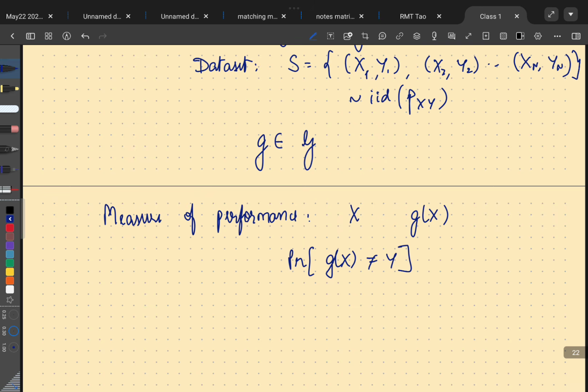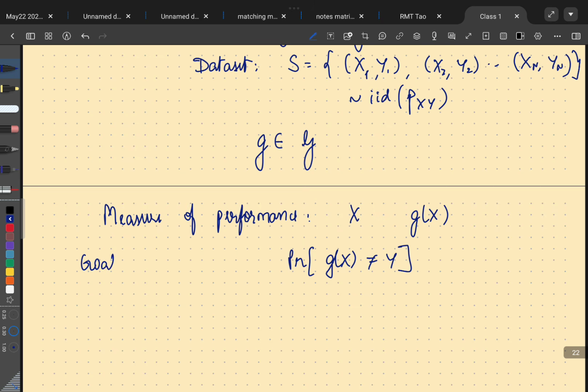So that's one measure of performance. In general, I could look at a different measure of performance, as you guys have suggested. But at least let's keep things very simple for the moment. The measure of performance will be: what is the probability that my classifier makes a mistake? Because we know what the ground truth is, right? The ground truth is x comma y drawn according to pxy. And my goal is to design a G such that this probability of misclassification is as small as possible.